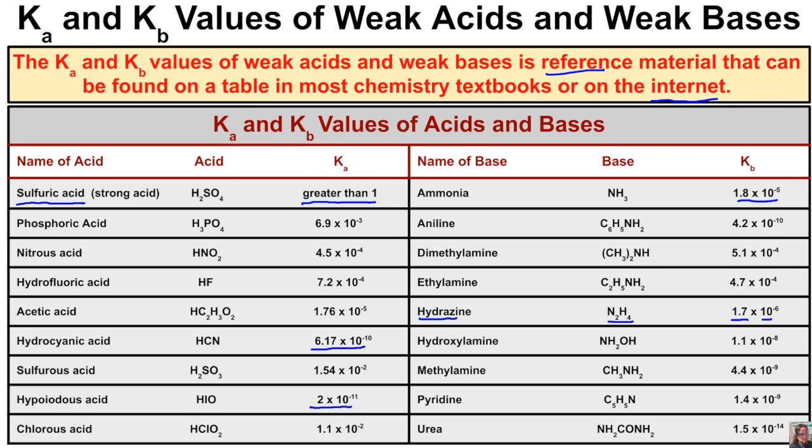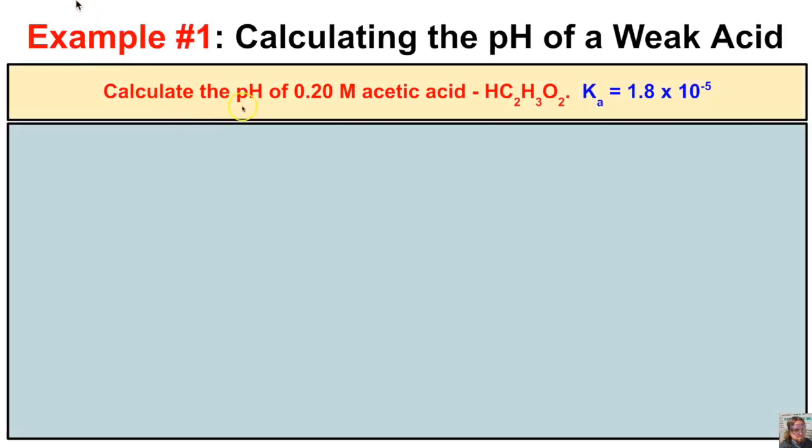In this problem, it says to calculate the pH of 0.20 molar acetic acid, and our equilibrium constant for our weak acid is going to be 1.8 times 10 to the negative 5th. Before we start figuring out the pH of this acetic acid, we first must write the chemical reaction that's taking place. So we have acetic acid, which is HC2H3O2, and this is going to react with water. It's in solution with water.